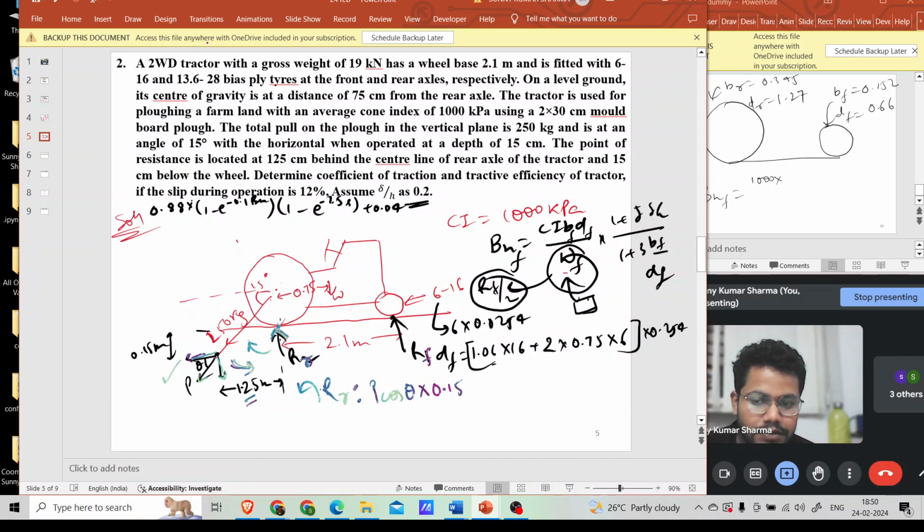Are you getting it, Sivaram? Can you explain how to get the RR, sir? How to get RR? I'm not getting that. If we do the moment balance at RR, we will get RF, because we are doing everything from this line. What was your doubt?